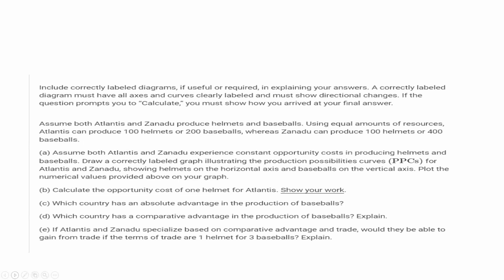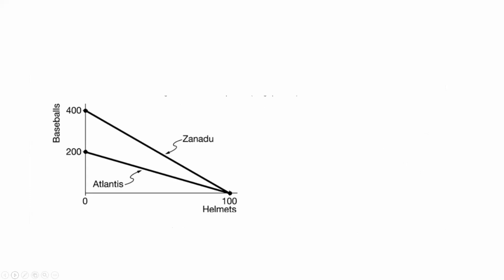All right, so the second thing, calculate the opportunity cost of one helmet. Quinn, is this an input or an output question? It's an output, so it'd be other over. So if I'm looking for the opportunity cost for Atlantis for one helmet, it's the other, which would be baseballs, 200 over 100 or 2. Now, you have to do the 200 over 100 equals 2 because they want to see the work. Any questions on that one?